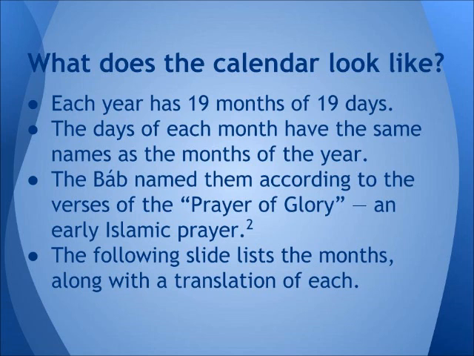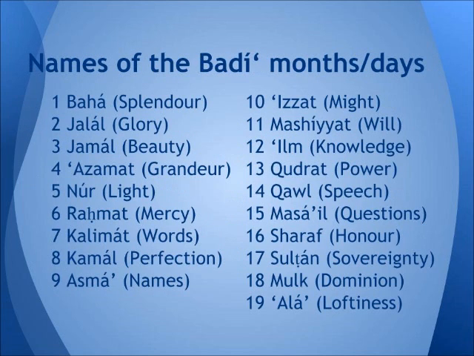The days of each month have the same names as the months of the year. The Bab named these months according to the verses of the Prayer of Glory, an early Islamic prayer. The following slide lists the months along with a translation of each. The first month is Baha, or splendor.